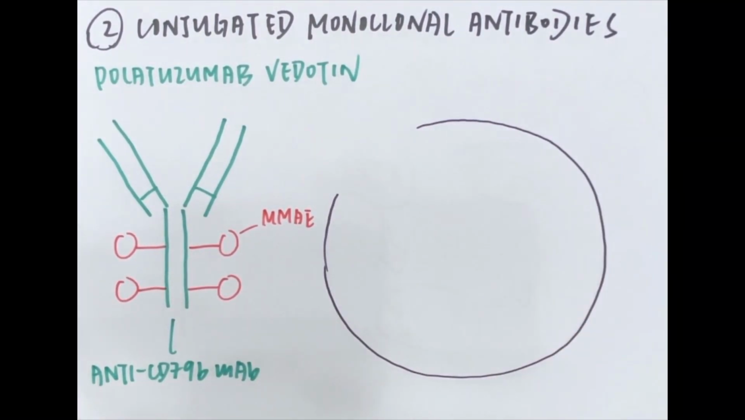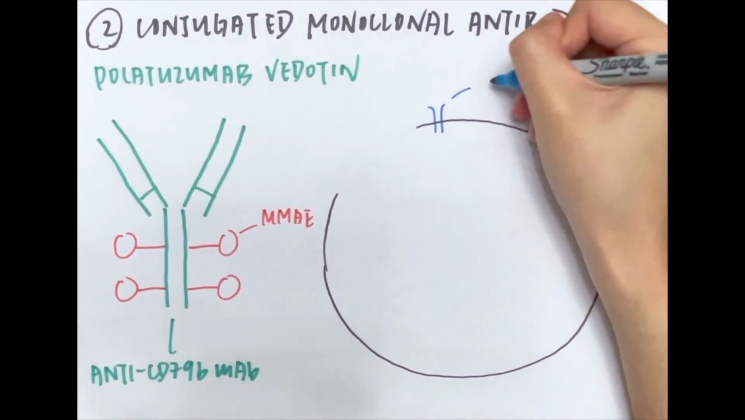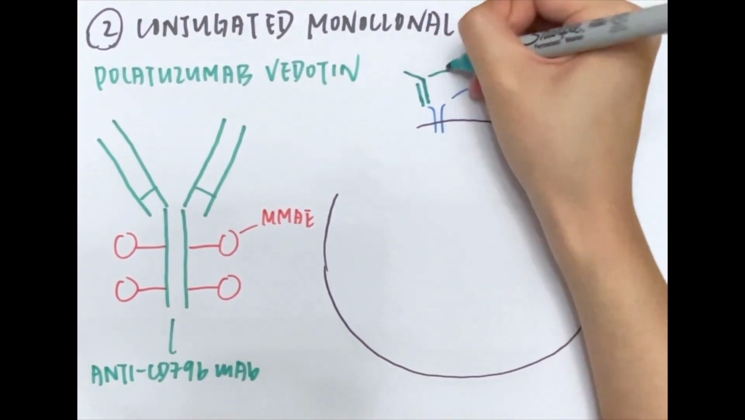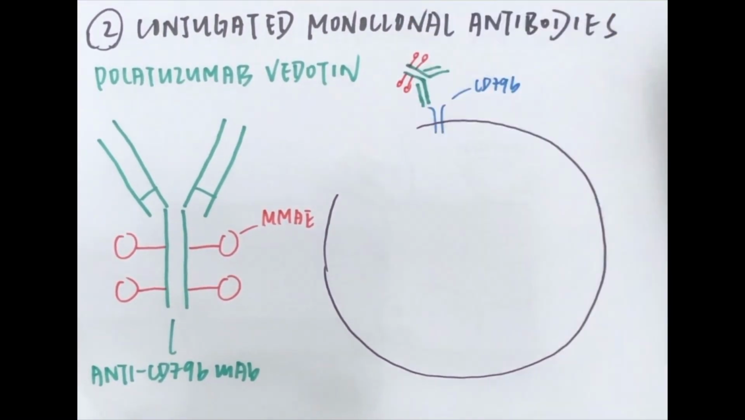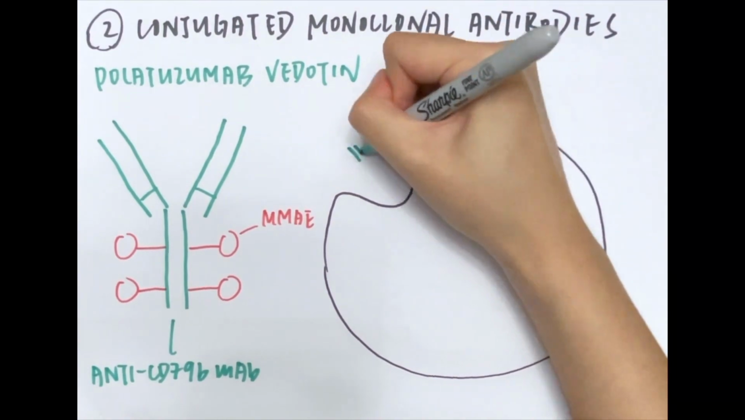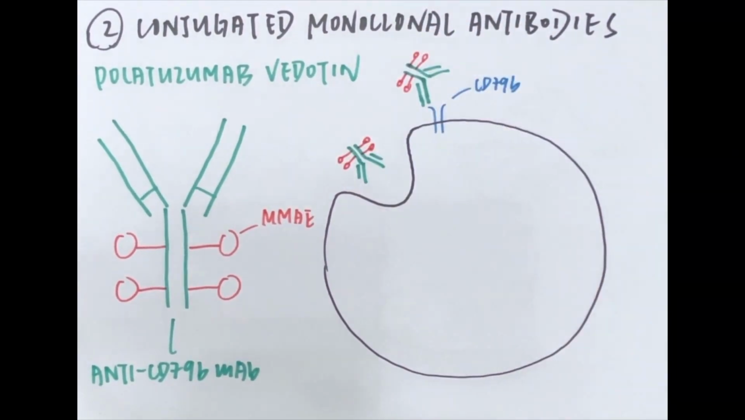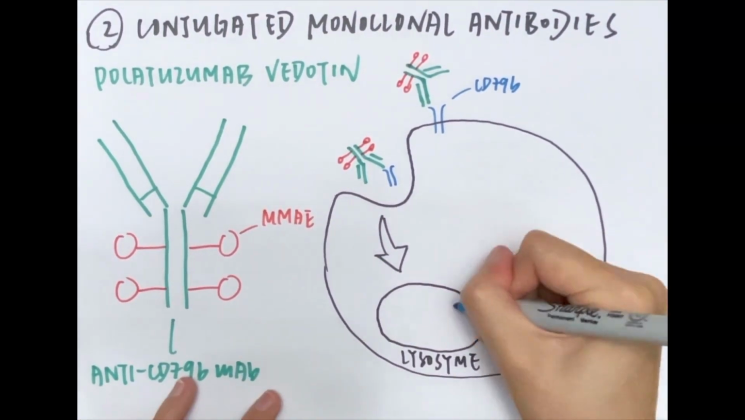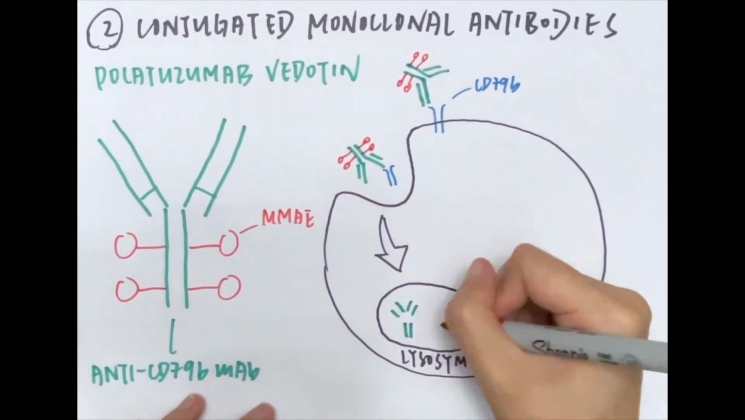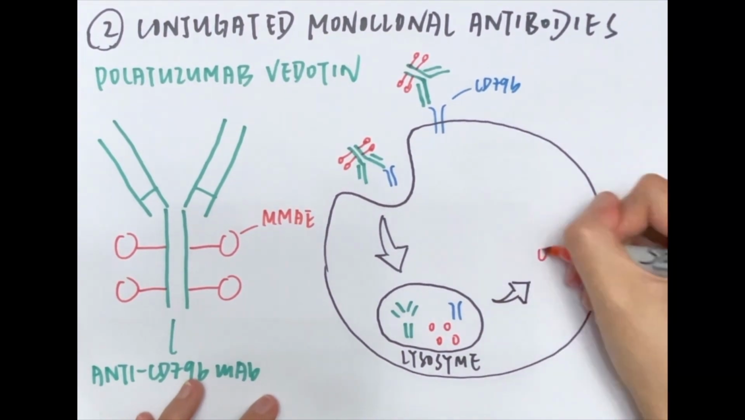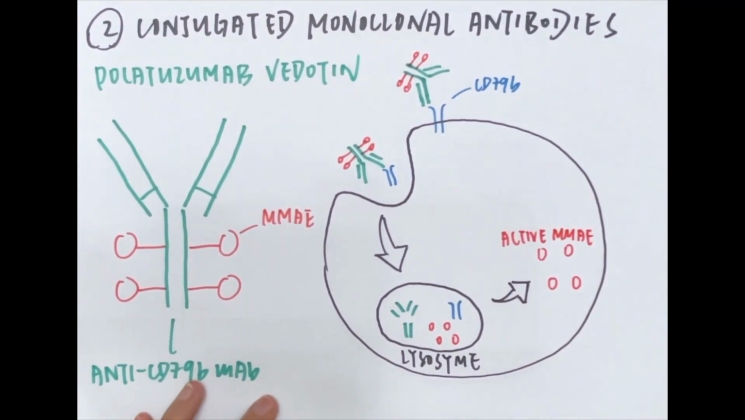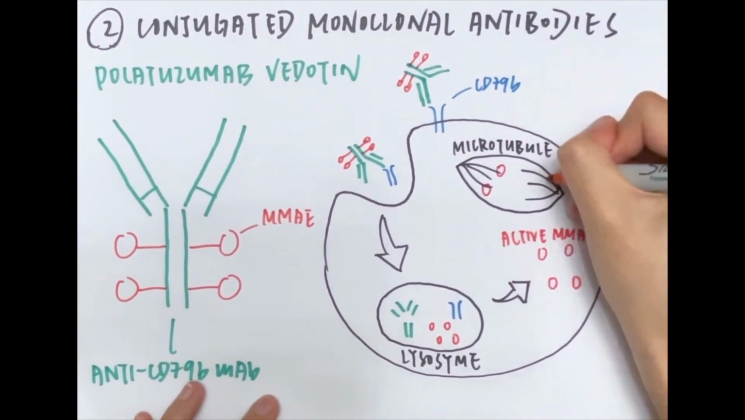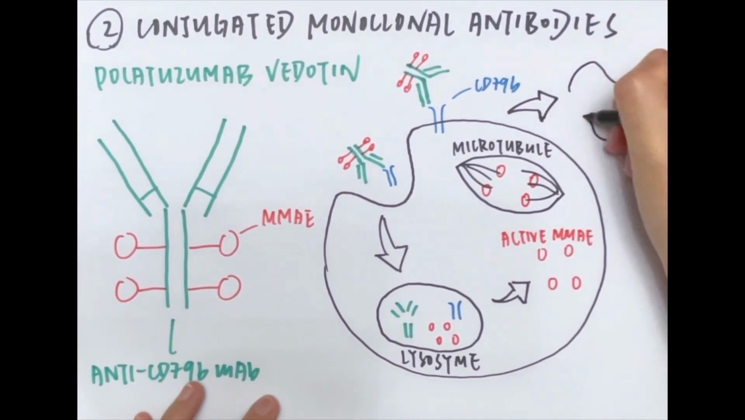CD79B is a component of the B-cell receptor that is expressed on the surface of over 90% of B-cell malignancies. After binding of its antibody-drug conjugate to CD79B, the complex will be internalized by endocytosis. Once inside the cell, lysosomal proteases will cleave the link between MMAE and the antibody, allowing active MMAE to be released. They will then bind to microtubules and inhibit cell division, leading to cell cycle arrest and apoptosis of the cancer cell.